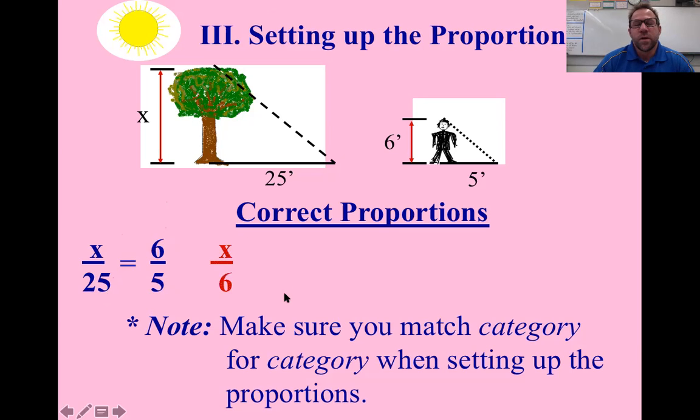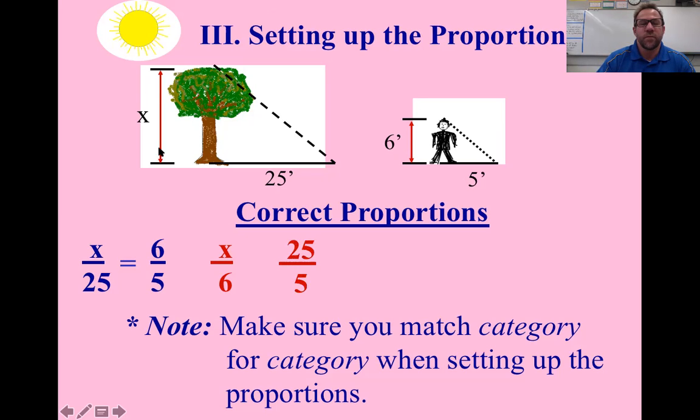Let's see if we could do another one. What if I gave you the height of the tree compared to the height of the man? So I'm going tree to man. Then what would be the correct proportion? If I'm going tree to man, then I would want to go the shadow of the tree to the shadow of the man, right? So I'd want to go 25 to 5.